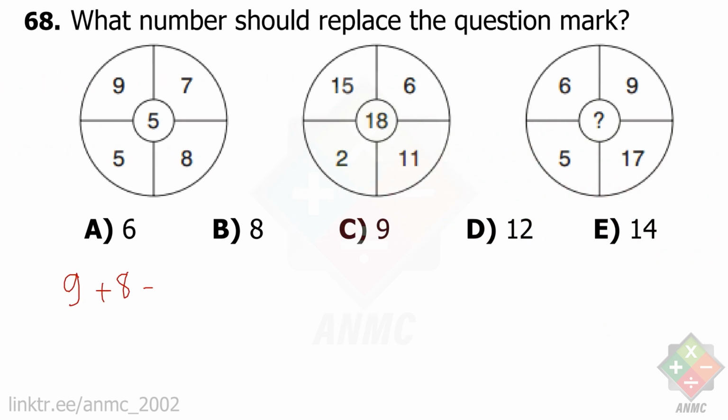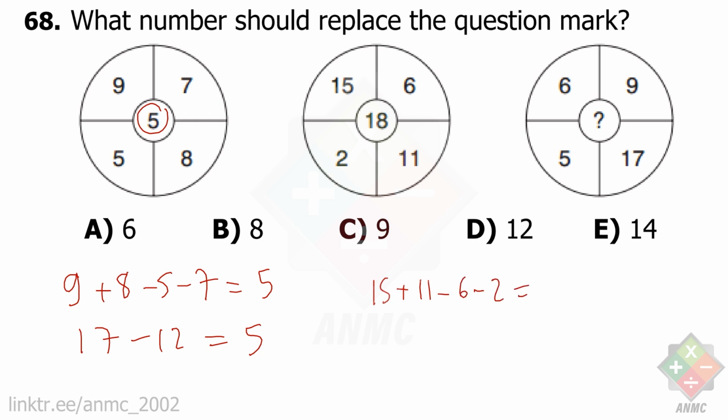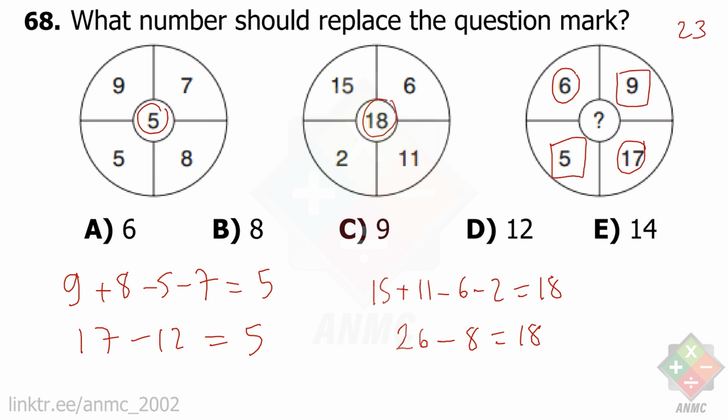9 plus 8 minus 5 minus 7 is equal to 5. 17 minus 12 is equal to 5. It is here. 15 plus 11 minus 6 minus 2 is equal to 18. 26 minus 8 is equal to 18. So it's also true. Let's check the last one. 6 plus 17, 23. 5 plus 9 is equal to 14. The subtraction is 9. The answer is C.